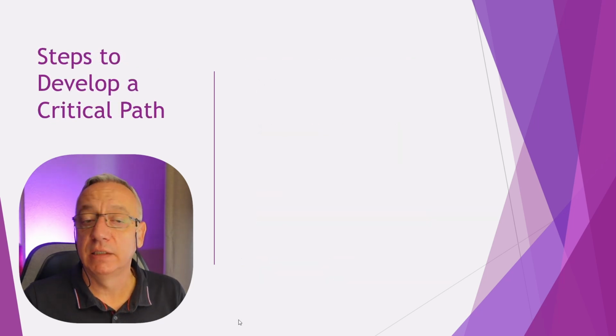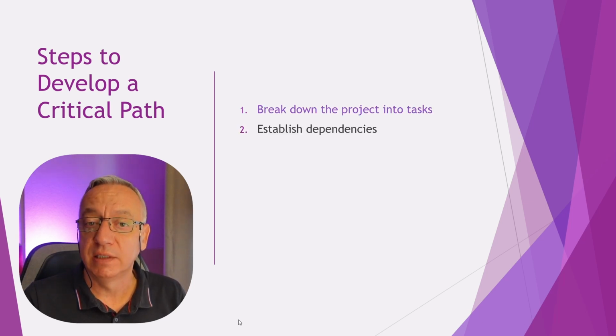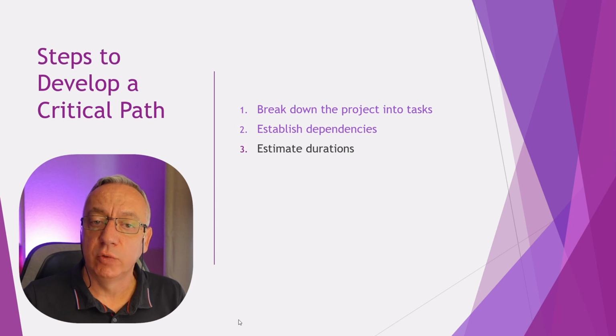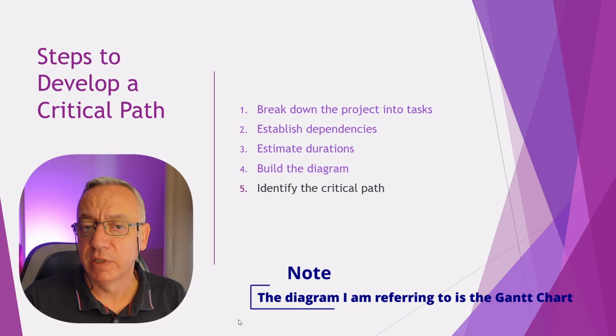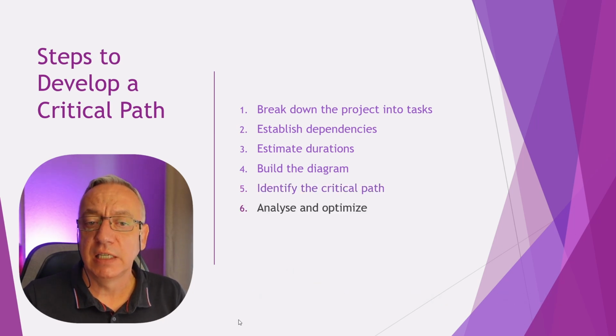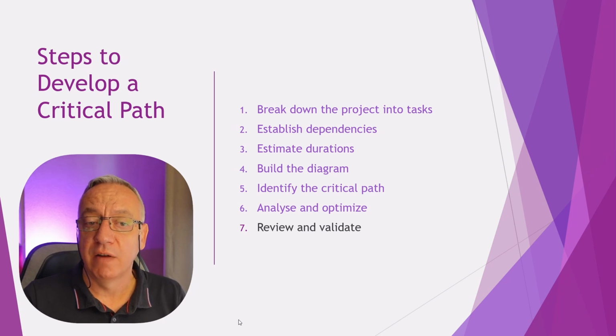Now let's look at the different steps to develop a critical path and then conduct the analysis. First, you will need to break down your project into tasks or activities. Second, you will need to define or identify dependencies between these different tasks. What needs to be done first? You will be estimating duration, then build the diagram, identify the critical path from the diagram, then analyze and see if there are places where you can optimize your research timing. At the end, you will review and validate and include the outcome in your grant application.